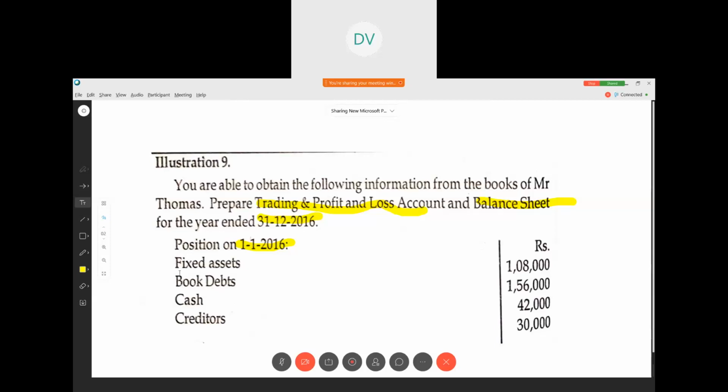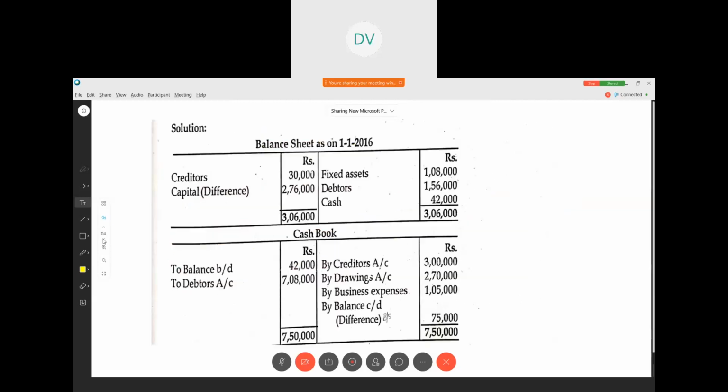See this one, opening balances: fixed assets, book debts, cash and creditors they have given. Same thing we have to write. Okay, book debts, debtors, fixed assets, cash, creditors. Okay, assets and liabilities, you know that. So the difference, the balancing figure, will be the opening capital. Clear? This is the opening capital.